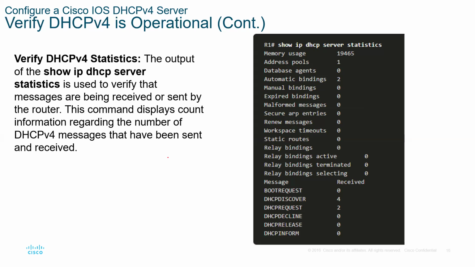This one gives us the total of all the messages that are being sent or received by the router. So you can see here, we have one address pool that has been configured. You can see we have 4 discover messages, 2 requests made, basically showing us DHCP is functional. So statistics just gives us a summary of all the messages that are being sent between the client and the server.